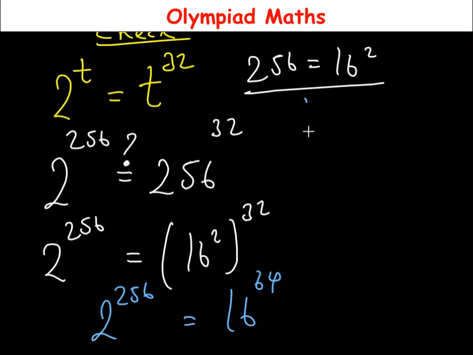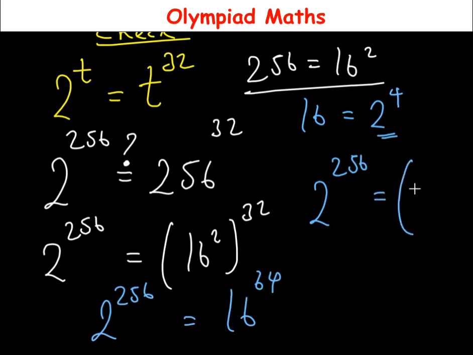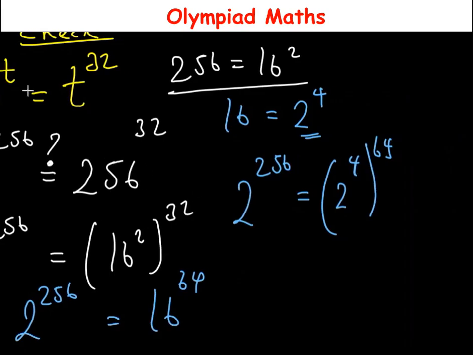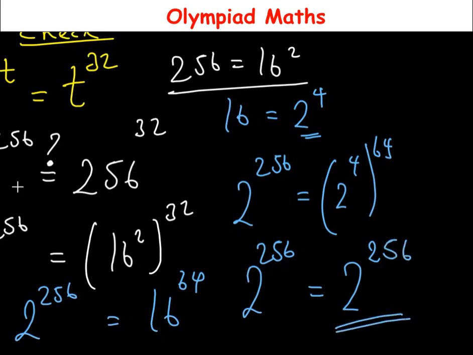recall that 16 is equal to 2 raised to power 4. So in place of 16, we'll bring in 2 raised to the power 4. This becomes 2 raised to the power 256 is equal to 16 becomes, in bracket, 2 raised to the power 4, power of 64. And from here, the value is 2 raised to the power 256 is equal to 2 raised to the power 4 times 64, which is 256. And this is the correct solution.